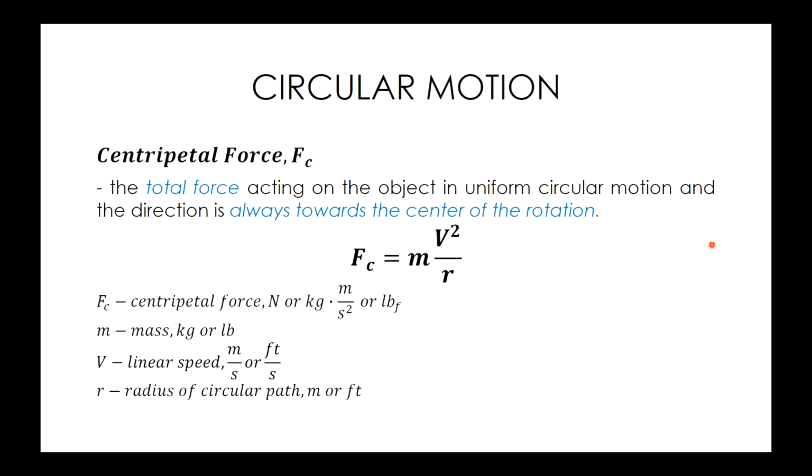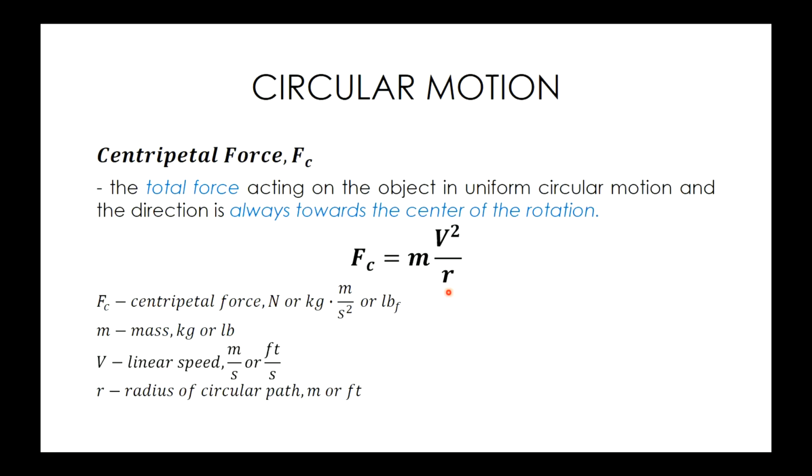And then we also have centripetal force. So the total force acting on the object in uniform circular motion, and the direction is always towards the center of the rotation. So this is our formula for centripetal force. And these are the variables. So let's derive how we came up with this formula. Again, this is the centripetal force.